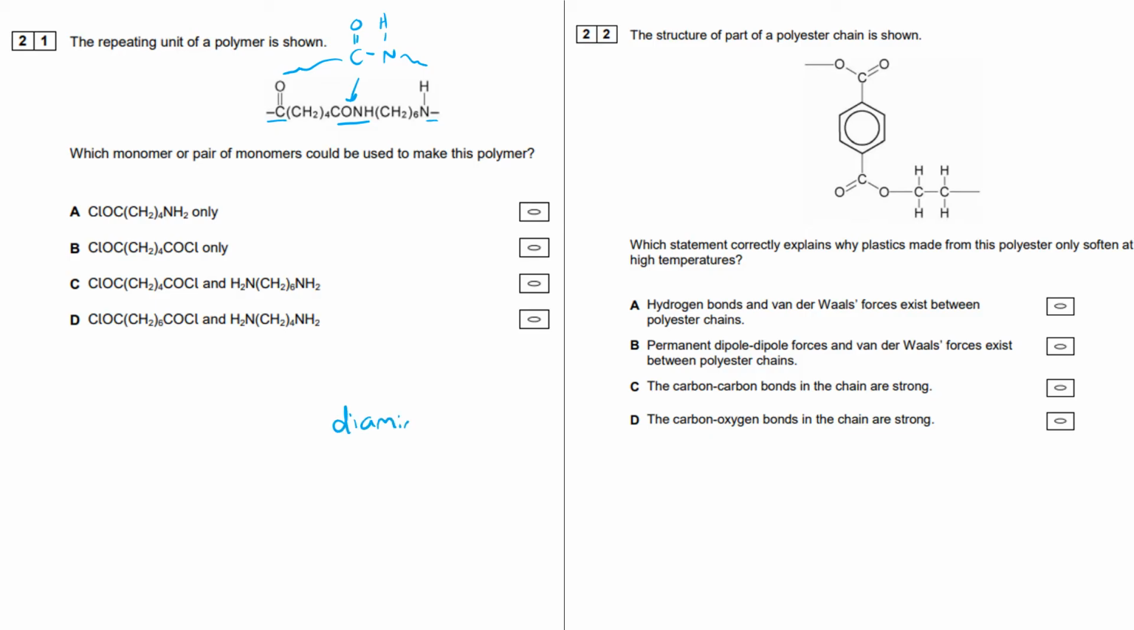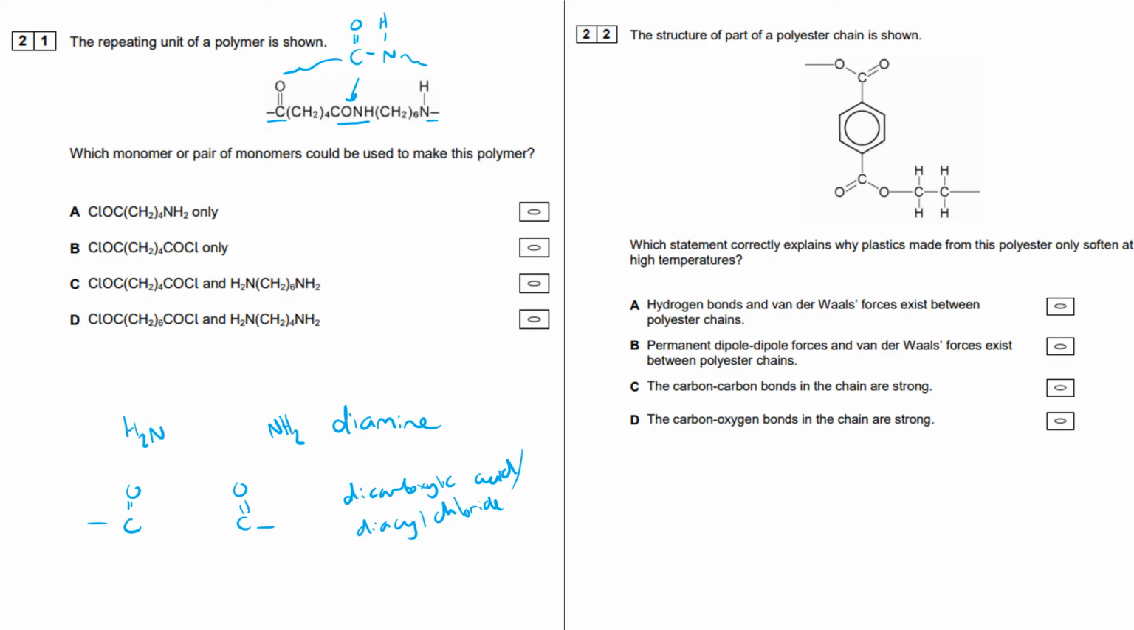diamine, that's the two NH2 groups, and a dicarboxylic acid or a diacyl chloride. That's a C double bond O, and again we've got two of those. So it's going to be a diacyl chloride or a dicarboxylic acid. To work out what the monomers are, again because we've got two of each functional group, we need a di of both of the functional groups.